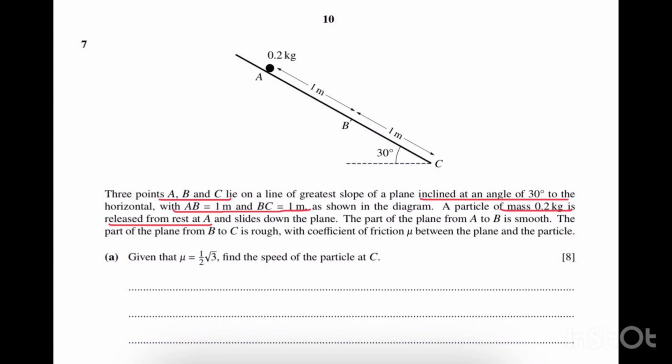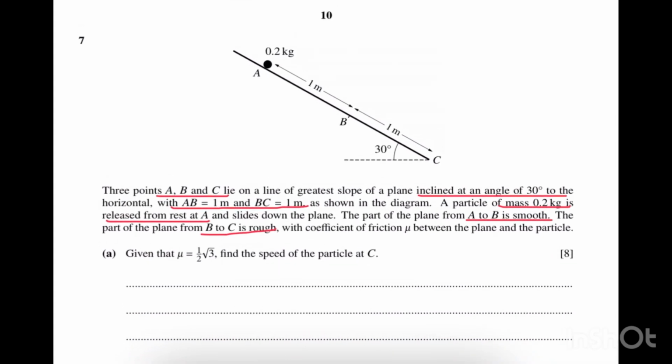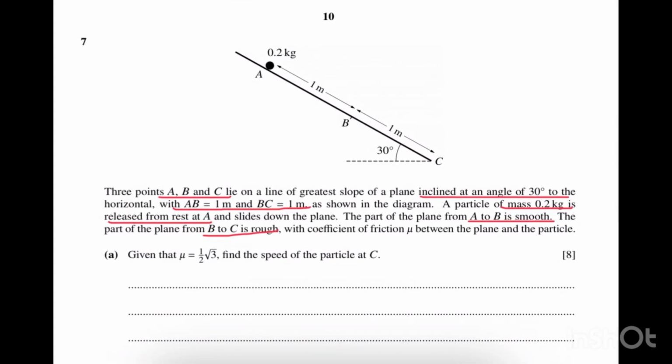The part of the plane from A to B is smooth. The part of the plane from B to C is rough, with the coefficient of friction mu between the plane and the particle. So for part A, given that mu is equal to root 3 over 2, find the speed of the particle at C.